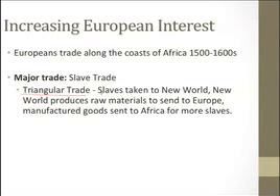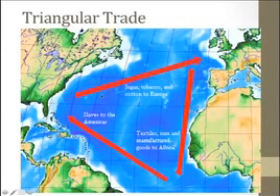Slaves go from Africa to the New World, to the Americas. In the Americas, they produce raw materials and send those raw materials to Europe. Then in Europe, they manufacture the goods and send them to Africa and trade them for more slaves. So here's the visual of it.